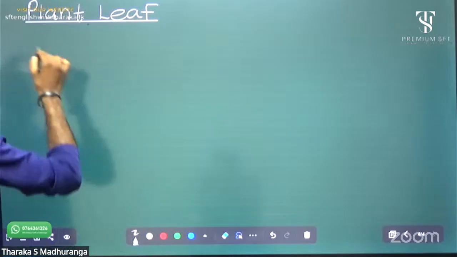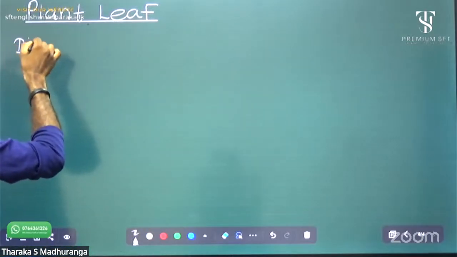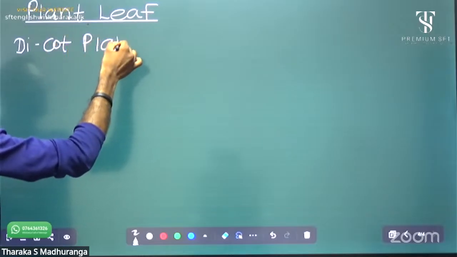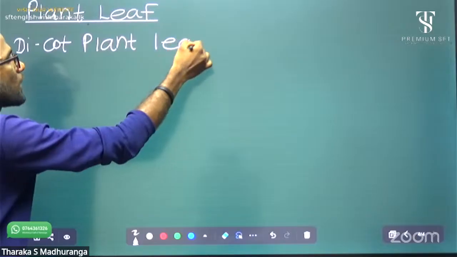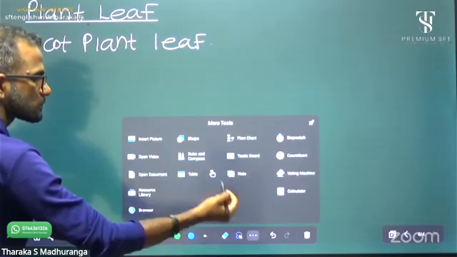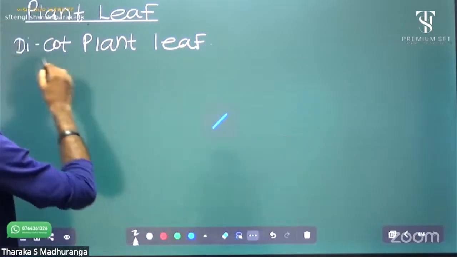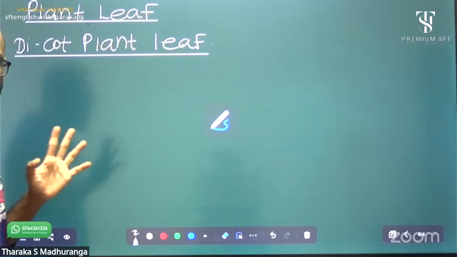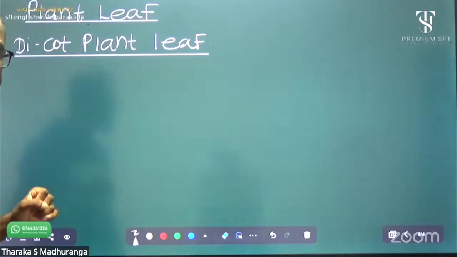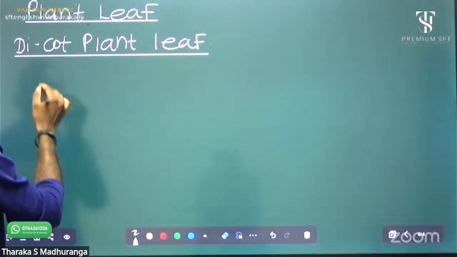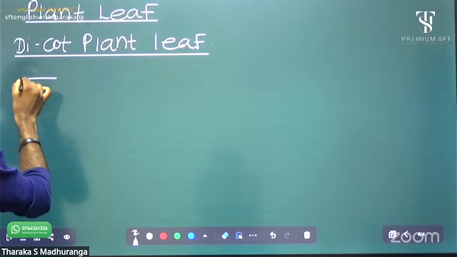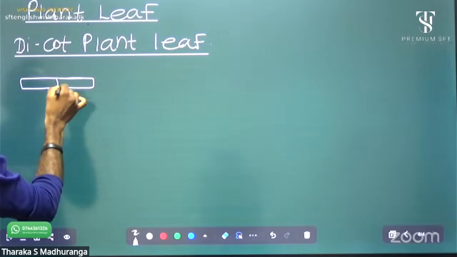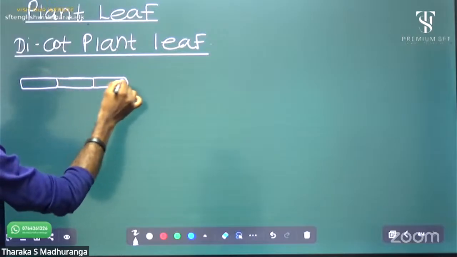Dicot plant leaf. Dicotyledons plant leaf. Okay, this is the diagram, right? This is the diagram. Okay, clearly draw these diagrams.